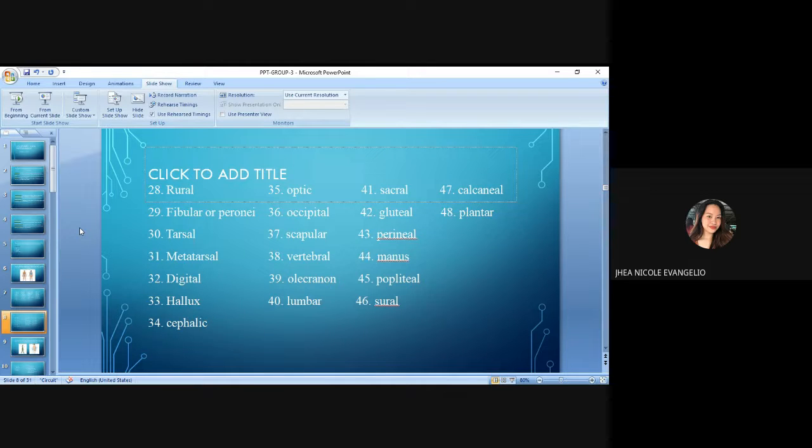41, sacral, at the bottom of the spine. 42, gluteal, at the butt. 43, perineal, between the anus and external genitalia. 44, manus, or the hand. 45, popliteal, at the posterior of the knee. 46, sural, located at the calf. 47, calcaneal, back of the foot near the ankle. 48, plantar, at the bottom of the foot.